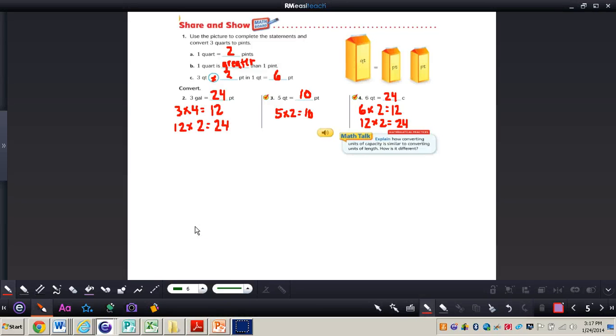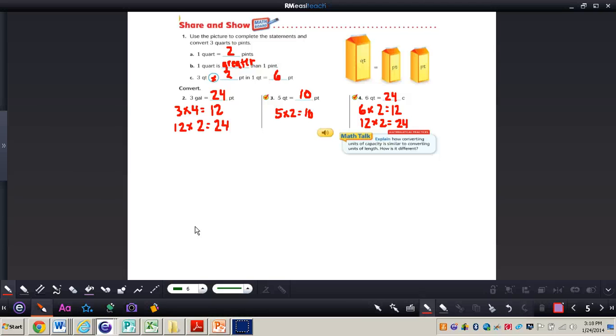It says use the pictures to complete the statement and convert 3 quarts to pints. So I know that 1 quart equaled 2 pints. 1 quart is greater than 1 pint, therefore I'm going to be multiplying. 3 quarts times 2 pints, and 1 quart equals 6 total pints. Okay, now for number 2, you had to convert 2 times. 3 gallons equals how many pints? You had to multiply 3 times 4. And we need to figure out quarts first of all. That gave us 12 quarts and 3 gallons, and we multiplied 12 quarts times 2 pints, giving us 24.